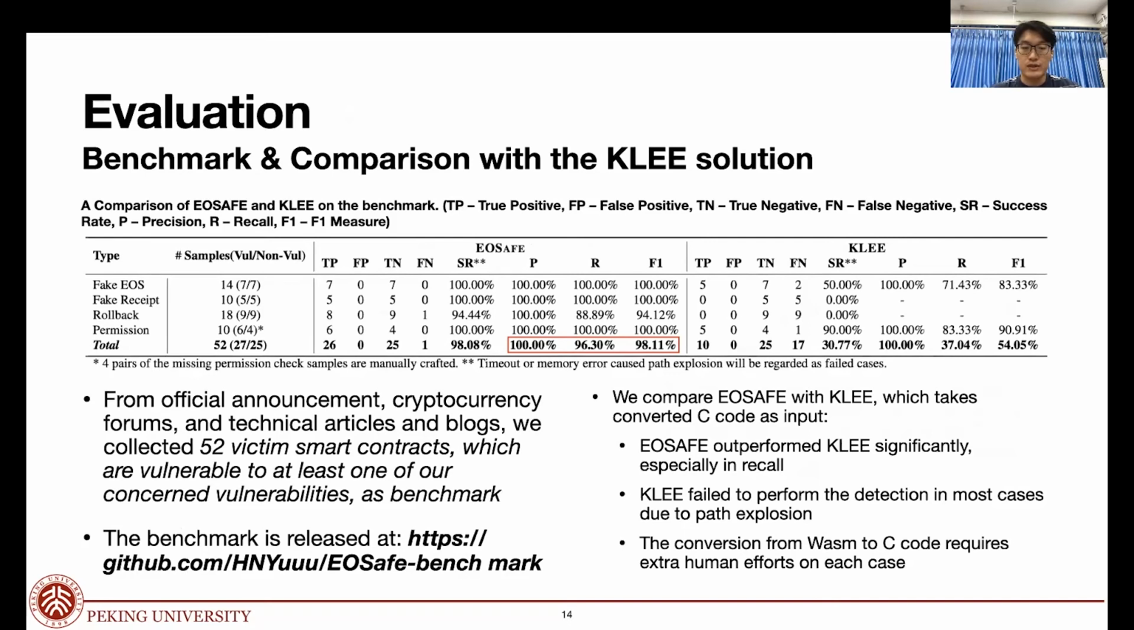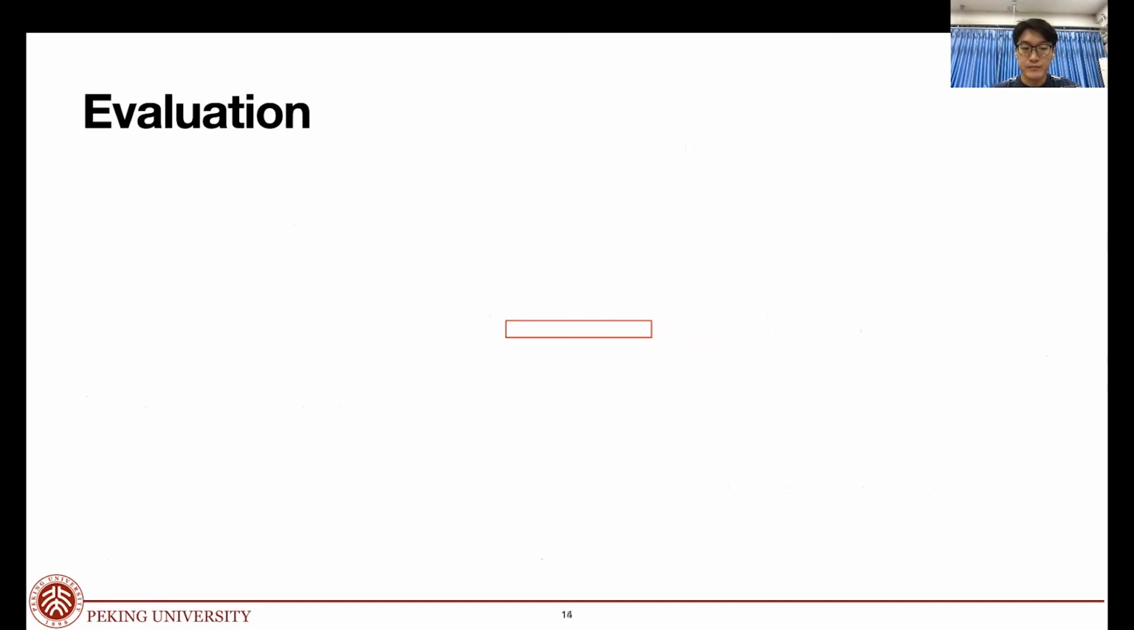The evaluation result illustrates that EOSAFE did a good job on detecting vulnerabilities, reaching more than 98% F1 score. Also, we compared EOSAFE with the traditional symbolic execution tool by converting WebAssembly bytecode to C code. The results show that EOSAFE outperforms significantly, and the C-based solution has some drawbacks.